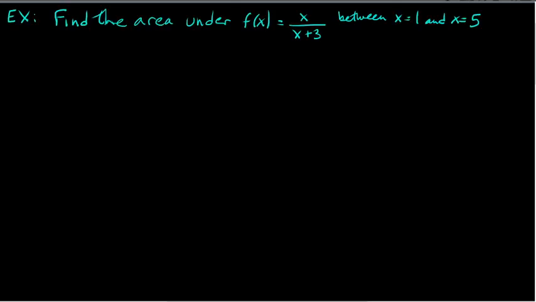Okay, find the area under the graph of the function x over x plus 3 between x equals 1 and x equals 5. Well, hopefully you remember that to find the area, you take the definite integral from x equals 1 to x equals 5, and now you just integrate the function x over x plus 3 dx.